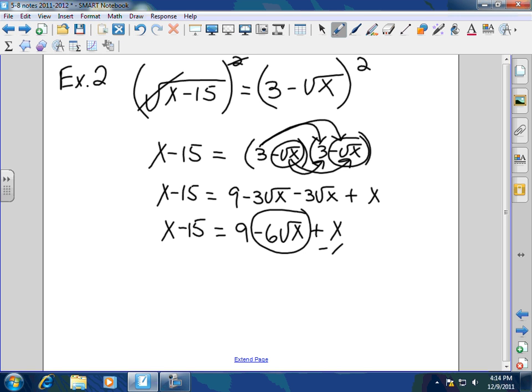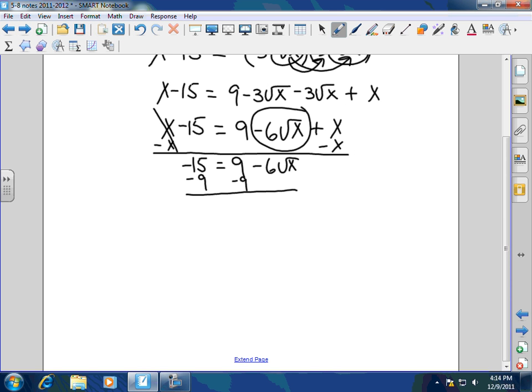I'm going to subtract x from both sides. So that cancels out my x's. Got negative 15 equals 9 minus 6 radical x. Go ahead and subtract 9 from both sides. So I've got negative 24 equals negative 6 radical x.